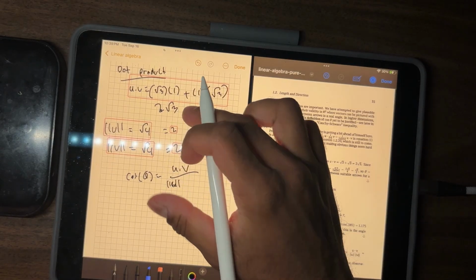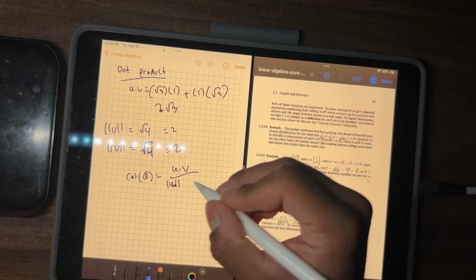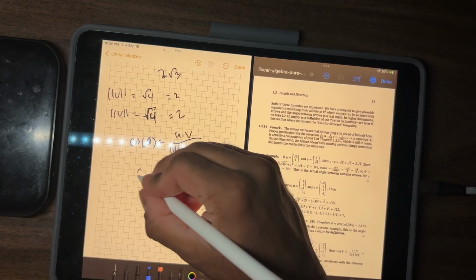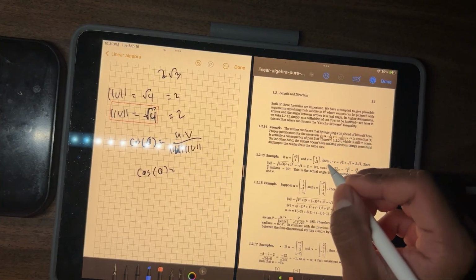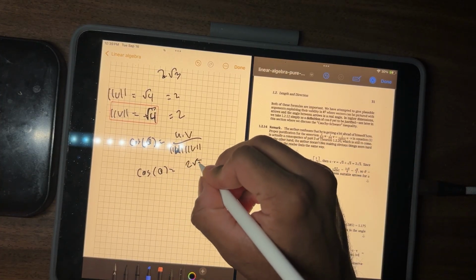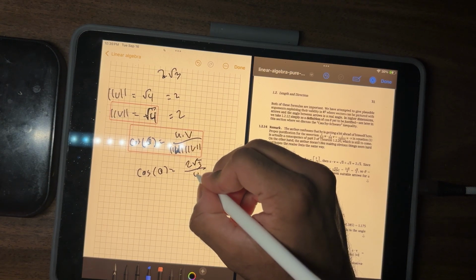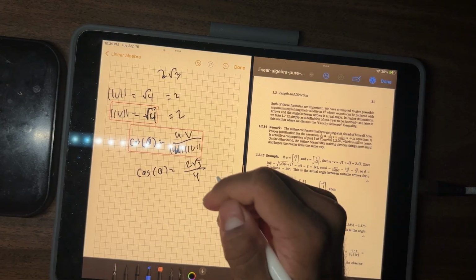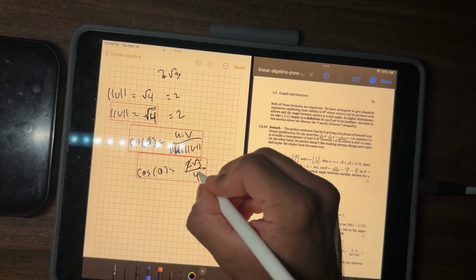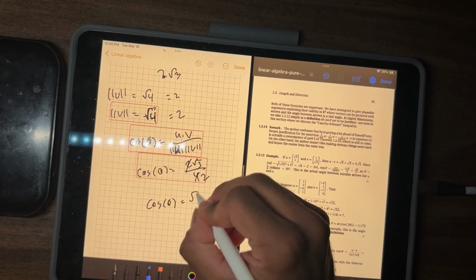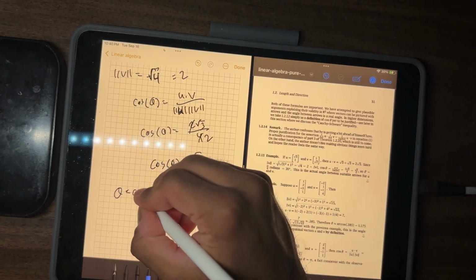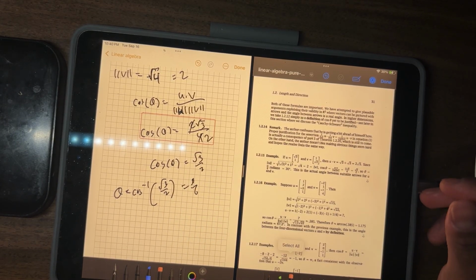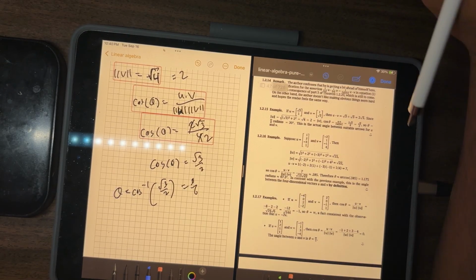So you see that there's a root 4 there, and so I'll have u dot v divided by magnitude of u, magnitude of v, and so cosine theta would simply be 2 root 3 divided by 4. Actually, let's check, cosine theta would be root 3 by 2, and we know from the table that cosine inverse of root 3 by 2 would be pi by 6. Right?